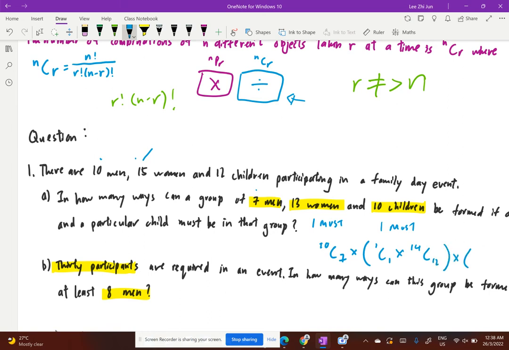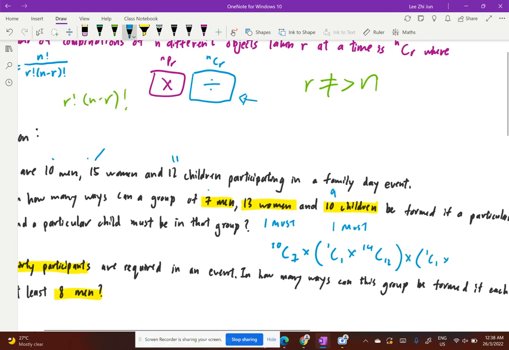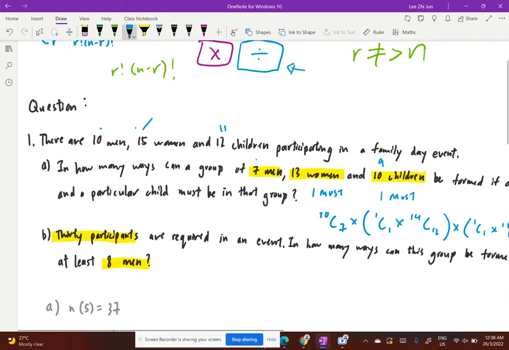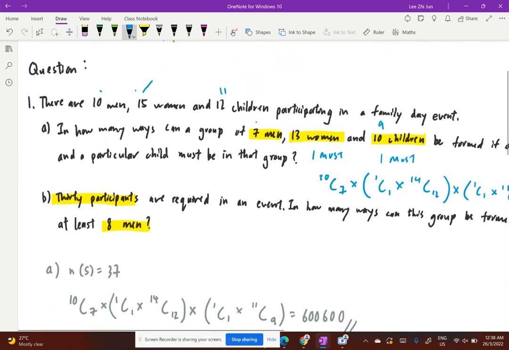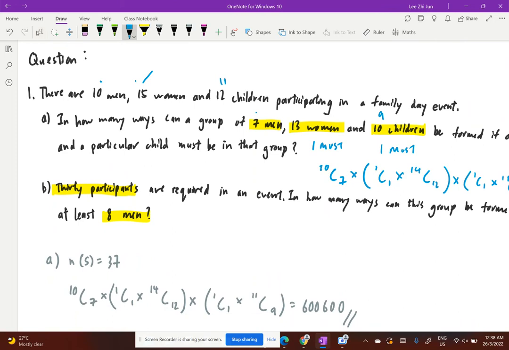Now we go to the children. One particular child, 1C1. Minus 1, 11. Here also minus 1, 9. So here will be 11C9. So it will be equal to 600,600.